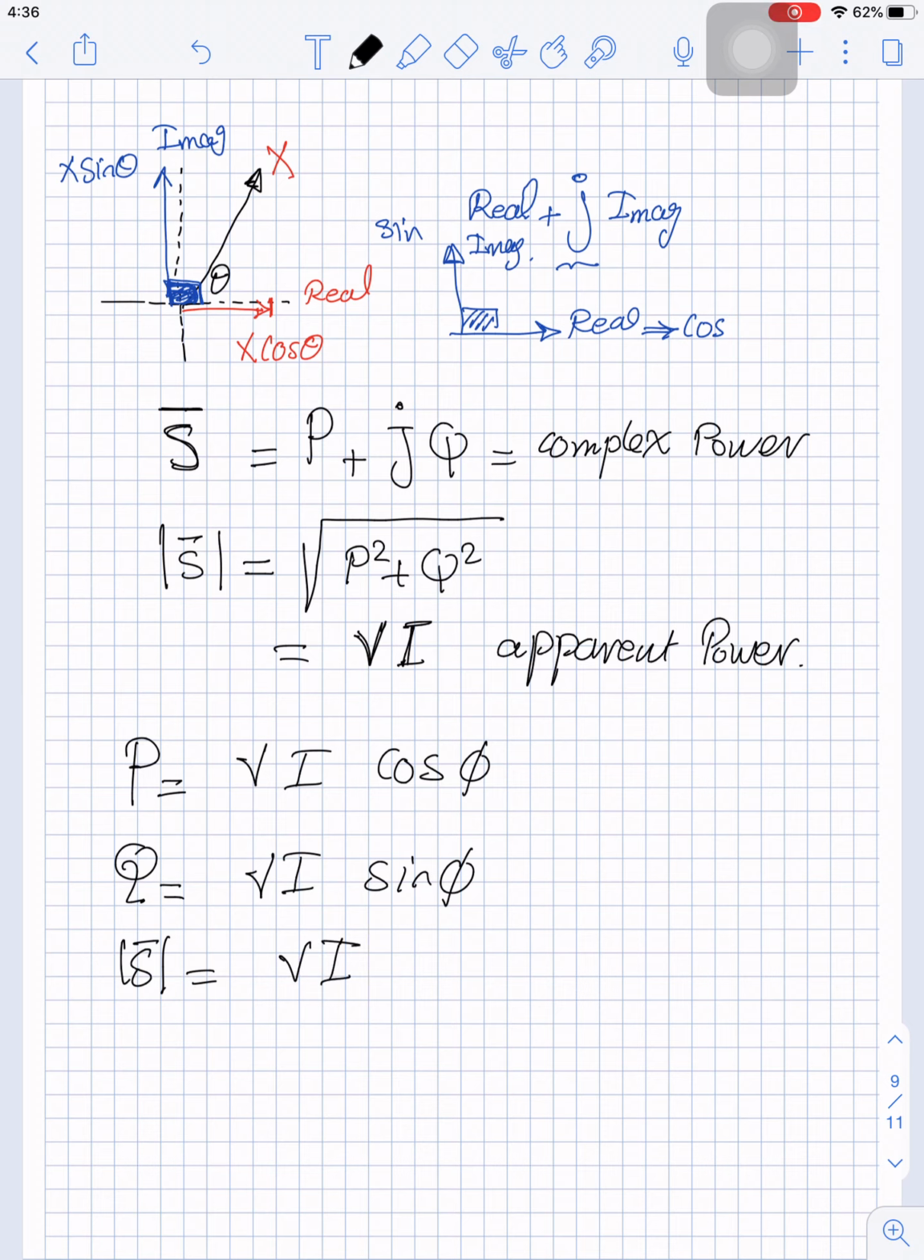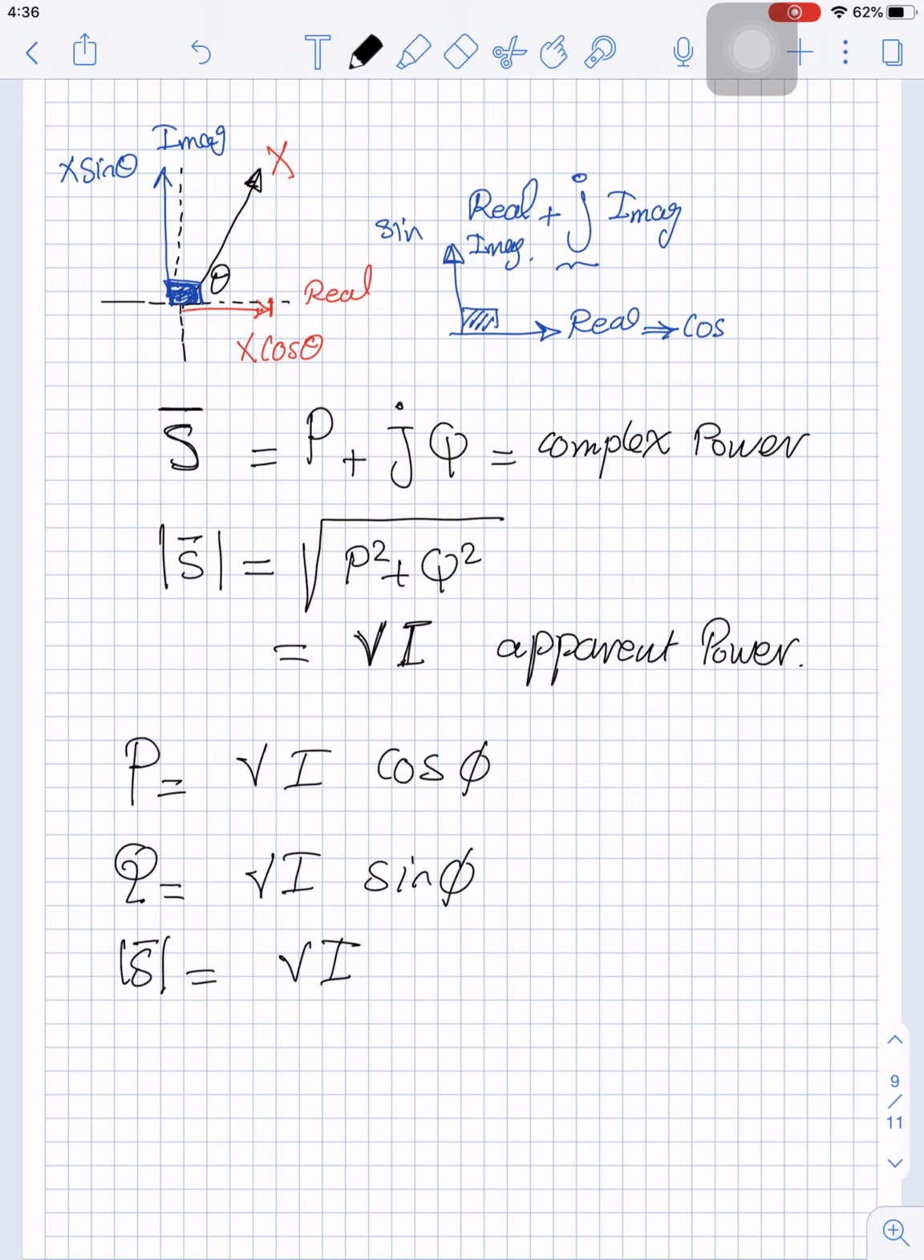So P is the average power, which is the average of the active component, which is at the same time the average of the instantaneous power in the circuit. So the power in the circuit has an average P. Q is the maximum of the reactive component. So this is the maximum of the power that is going back and forth between the load and the source.